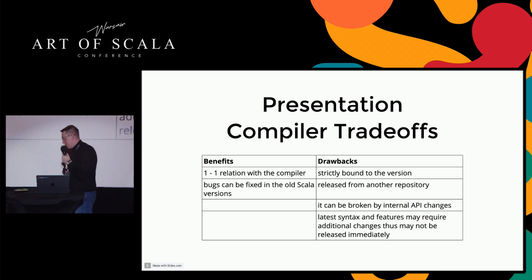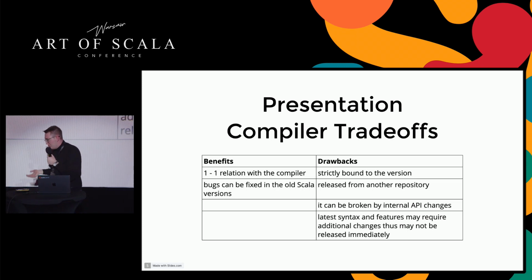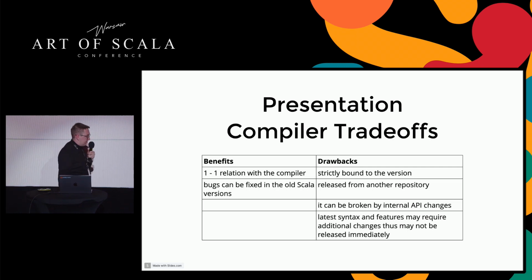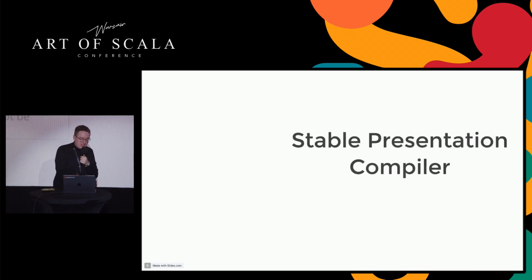And it is also released from another repository. So when the API changes, we will only know about this change the next day when the nightly test runs. So it just wasn't good to maintain. And also some of the latest syntax and features weren't supported instantly. It was just annoying. So we started an initiative called the stable presentation compiler.